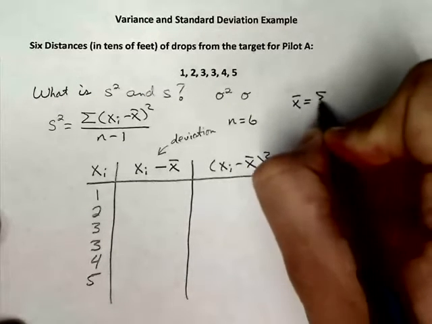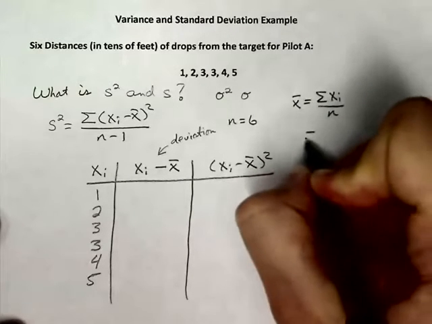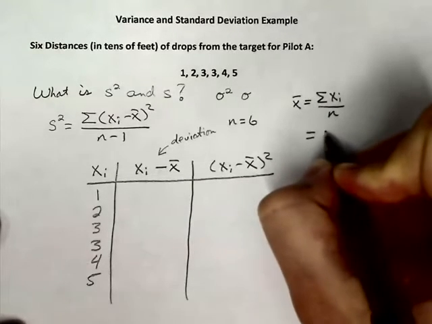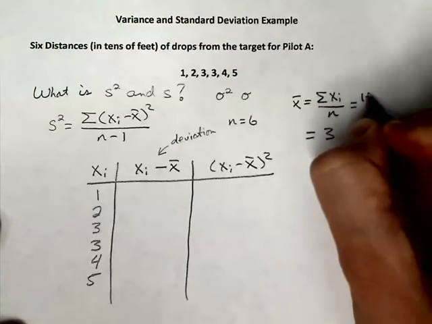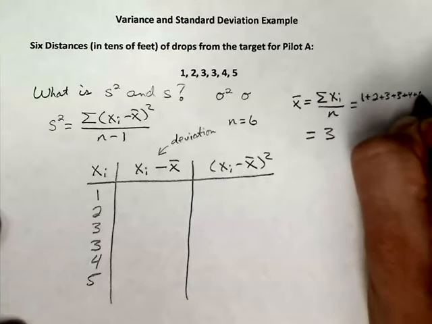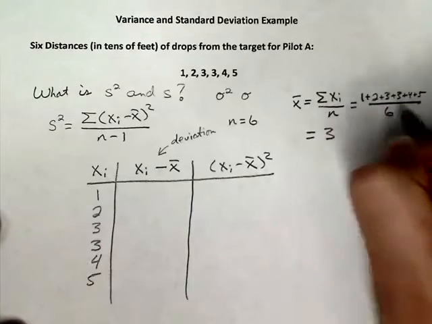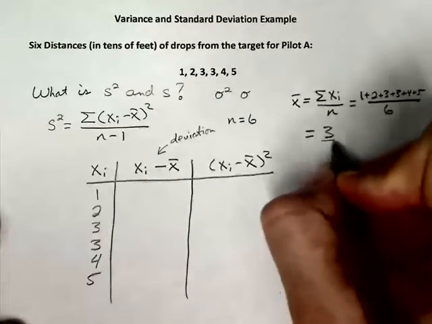But if you sum through all the observations and divide by n, you get 3. Well, let me back up a little bit. The sum of the x's is 1 plus 2 plus 3 plus 3 plus 4 plus 5, over 6. Let's see if we buy that. So here we've got 9 plus 9 is 18, over 6. That gives me 3. So x bar is 3.